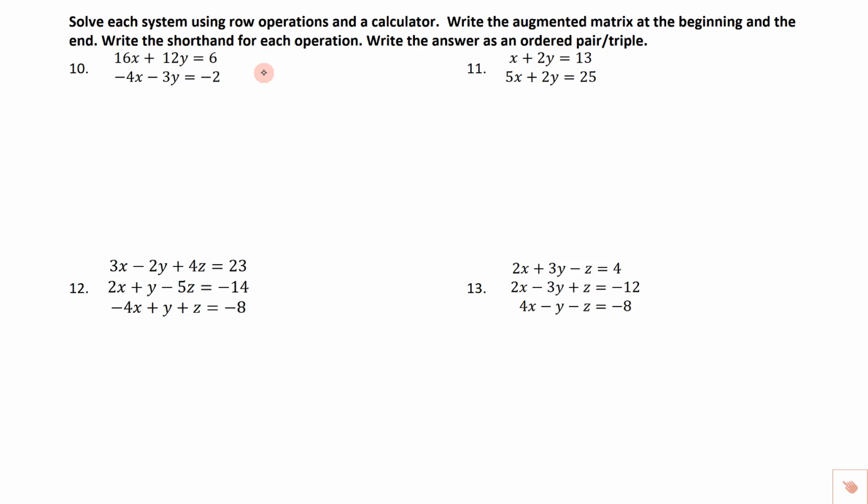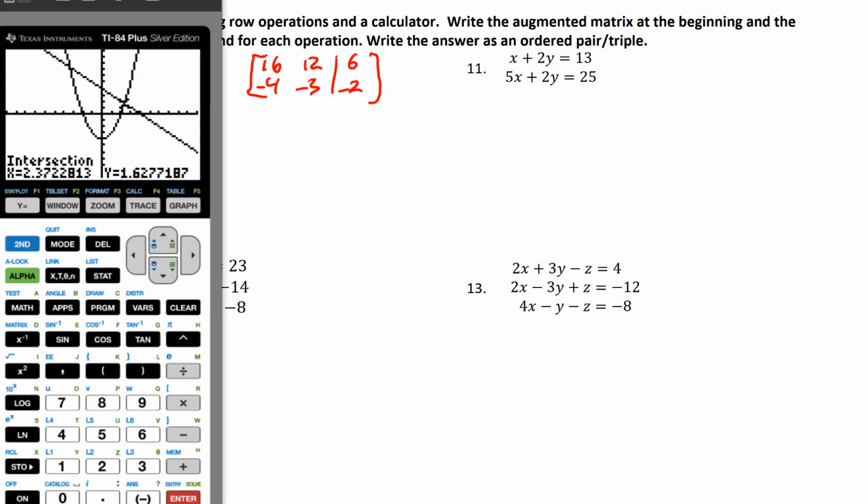But really, once you get used to the calculator, again, it's just probably going to be quicker and more accurate, because if you make a single mistake by hand, you're going to get the wrong answer, and it's going to be a little frustrating. So the first thing we're going to do on number 10 is write down the augmented matrix that we used to start. So this is going to be 16, 12, 6, negative 4, negative 3, and negative 2. And I often forget to put the line right there, so that'll happen occasionally.